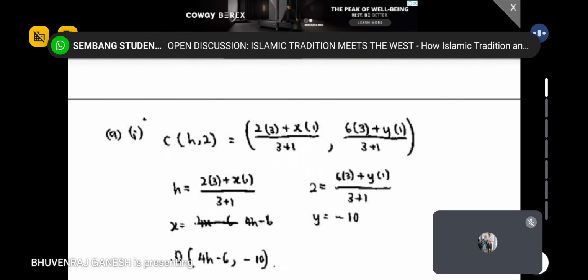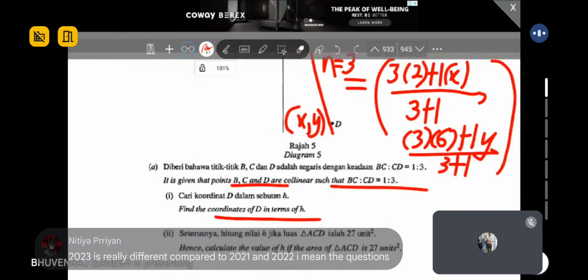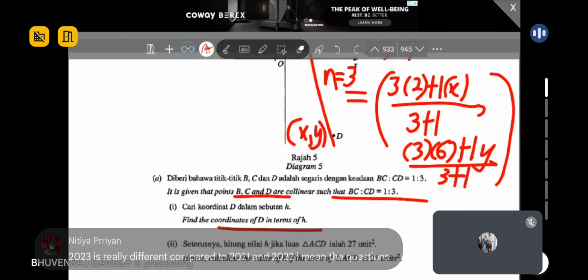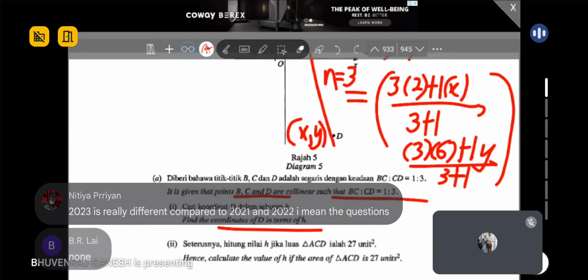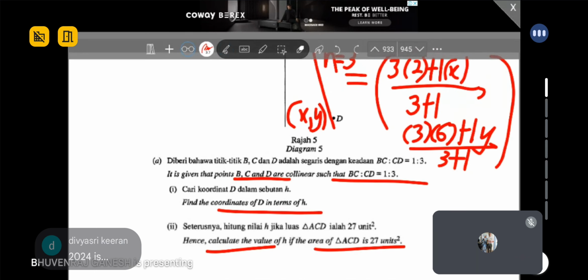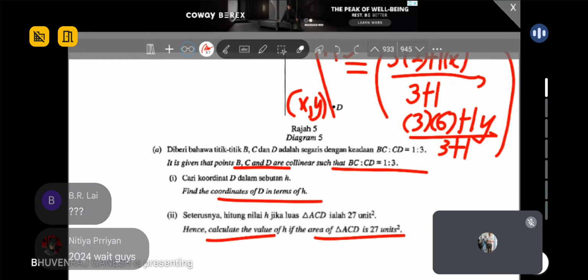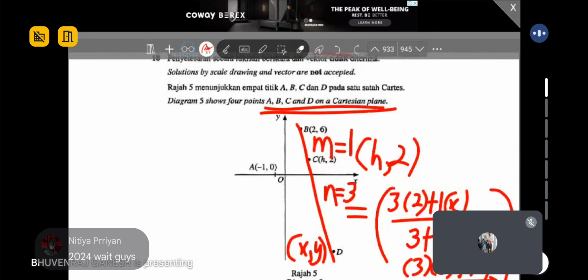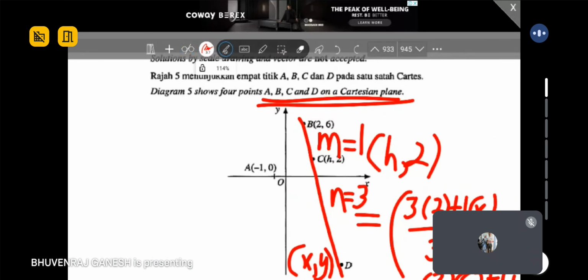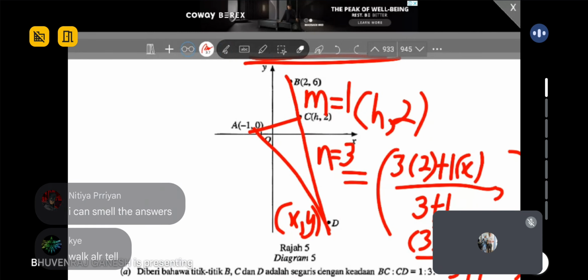Guys, clear? This one is very straightforward. This SPM does not have many proving questions. 2023 is very different, with much less proving and more on tough concepts. 2024, you think and see, you all predict and see for me. For 2024 you will hopefully walk the stage, or you get shocked.